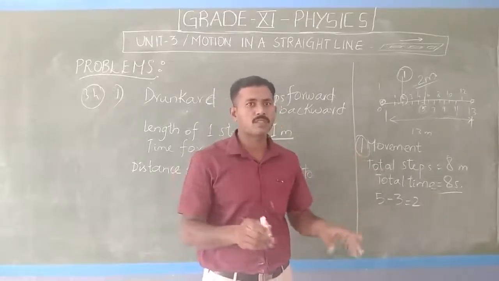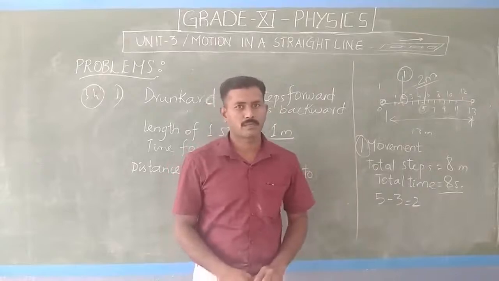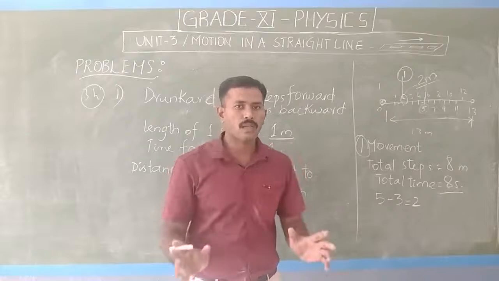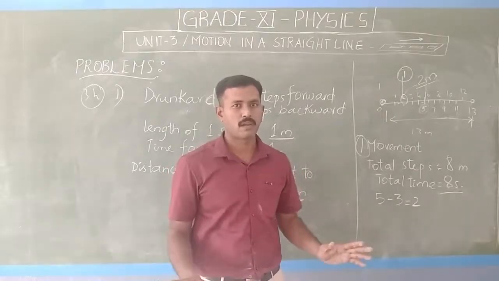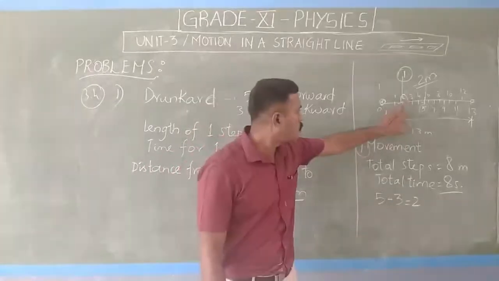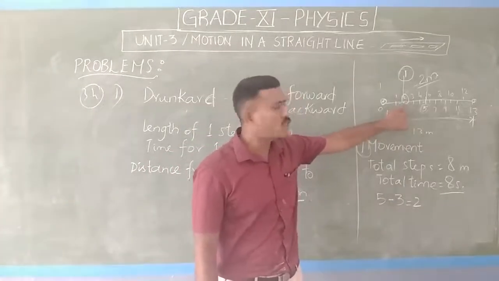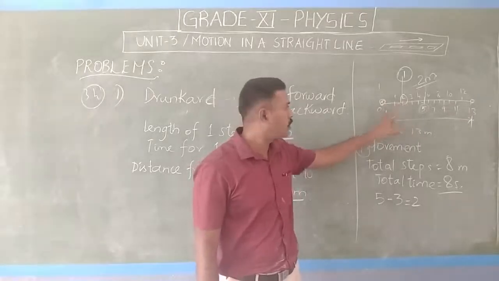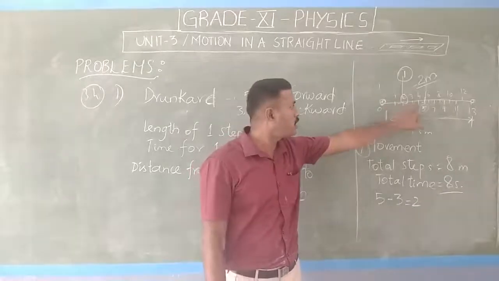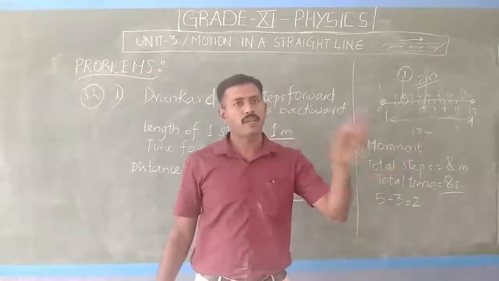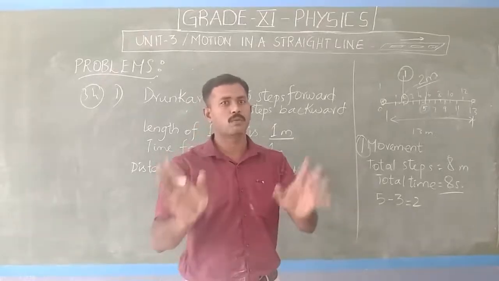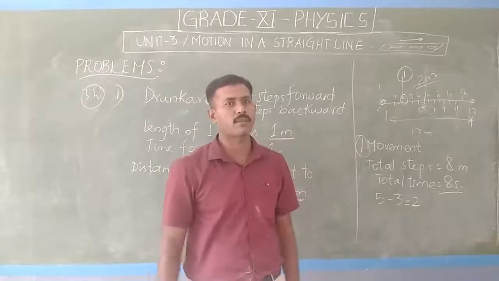Thus, all the movements are completed for the entire destination. It means to get into position 2, I am completing one movement. Again, if I take another movement, that means one movement means what? 5 meters forward, 3 meters backward.